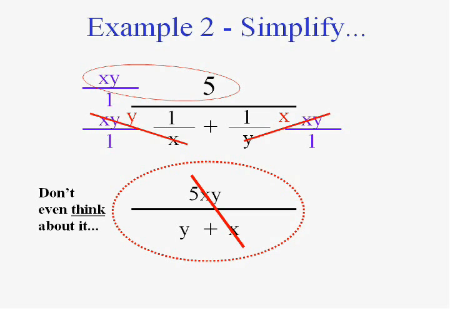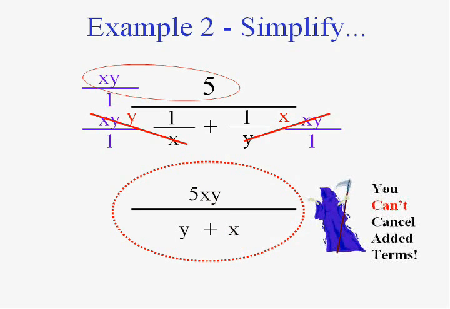Now, can you cancel things that are added in a fraction? You have to know when to do things, but you also have to know when to not do things. Never cancel added terms in a fraction. Canceling is dividing, and you can't undo addition with division. So you have to know when to stop also. That's a very common mistake.